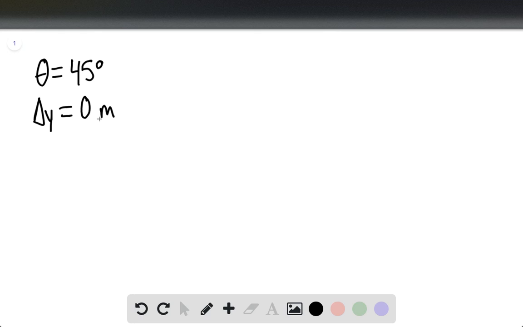plane as the plane which she is jumping. So therefore, there is no height difference in her jump to her landing. We have a delta x of 8 meters.